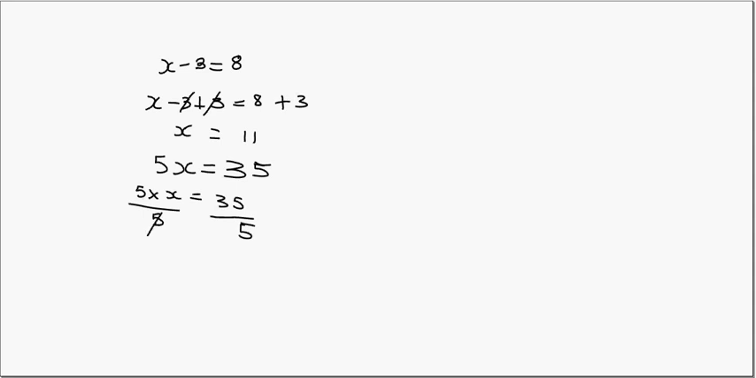So 5 into 5, 1, 5 into 5, 1. So I end up with x on this side, which is exactly what I want to find. And 35 divided by 5 is 7. So your answer here is x is equal to 7. So far, so good, right? Right.